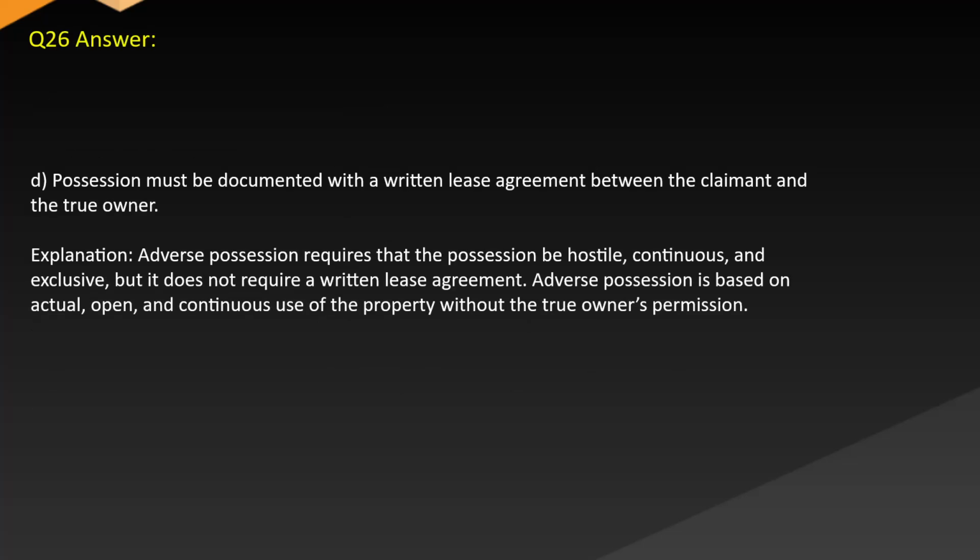Answer: D. Possession must be documented with a written lease agreement between the claimant and the true owner. Explanation: adverse possession requires that the possession be hostile, continuous, and exclusive, but it does not require a written lease agreement. Adverse possession is based on actual open and continuous use of the property without the true owner's permission.